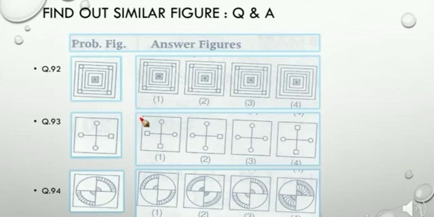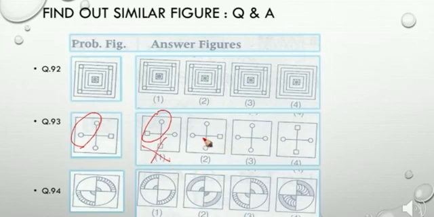Let's go to question number 93. There's a problem figure given and there are 4 answer figures given. We need to check which of the answer figures is exactly similar to the problem figure. Let's check for this portion. This portion should match. It's not matching because at this place this is a circle, at this place it is a square. So option 1 is rejected.